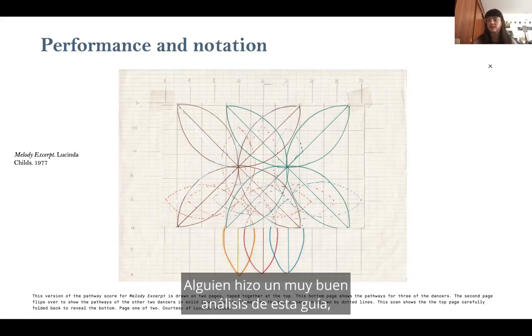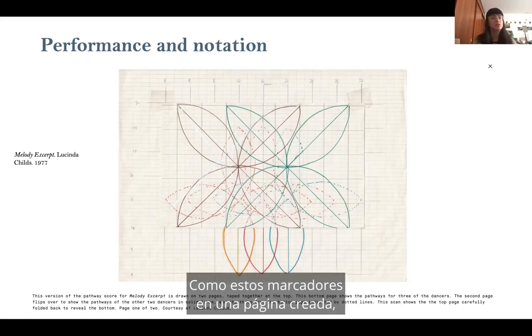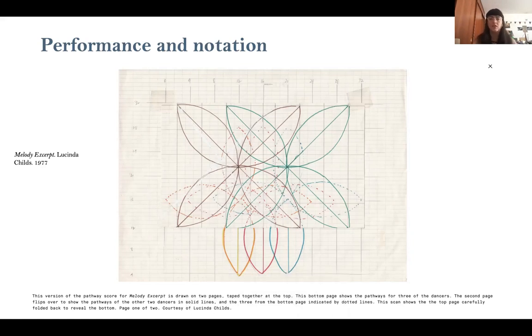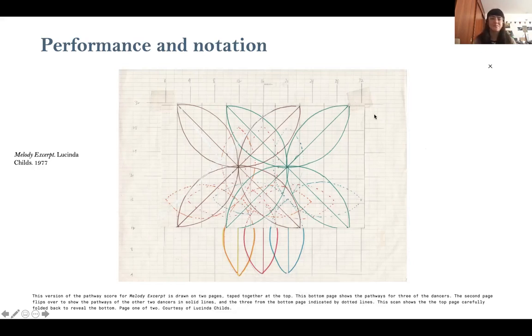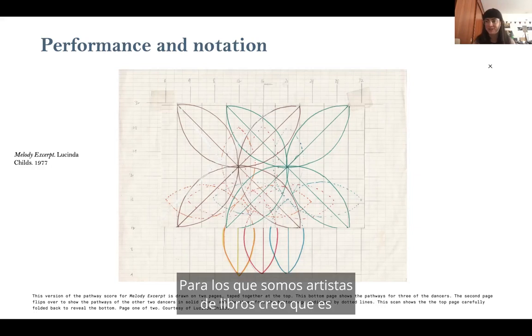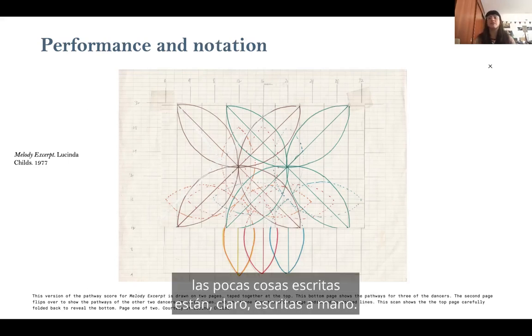Someone did a very good analysis of this score, and I really like the use of the materials, right? Like these markers on a gridded page, and you can see the tape here, taped pages. For those of us who are book artists, I think this is fascinating, to see how people in other disciplines use these resources. And even though this score doesn't have much writing, the few written things are, of course, handwritten.